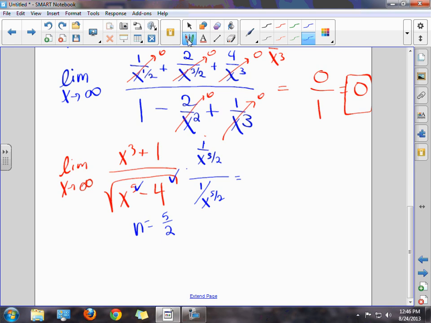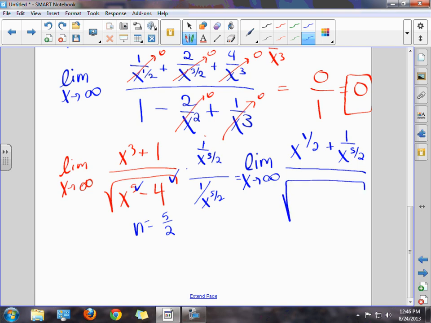I'm going to subtract again. 3 minus 5 halves is positive 1 half. So this is going to be, get the limit expression. I'm not doing anything. This is going to be x to the 1 half power plus 1 over x to the 5 halves. And now, since this is to the 5 halves, I can bring it underneath that root, and it'll become, once I pull it under, just x to the 5th. So then this becomes x to the 5th over x to the 5th, since it's all under that root, which is 1 minus 4 over x to the 5th.